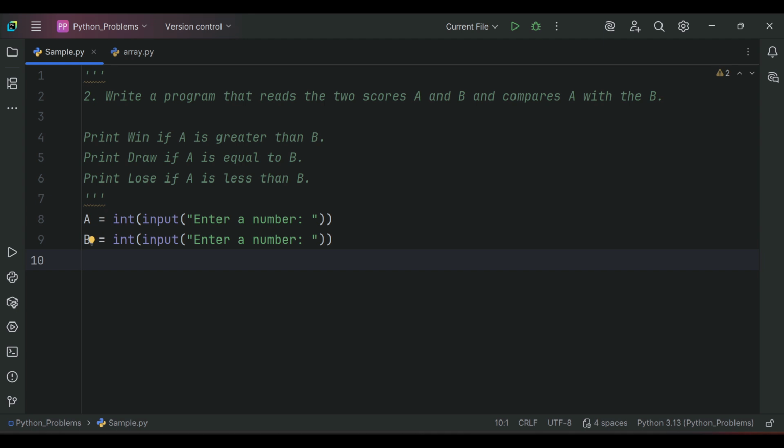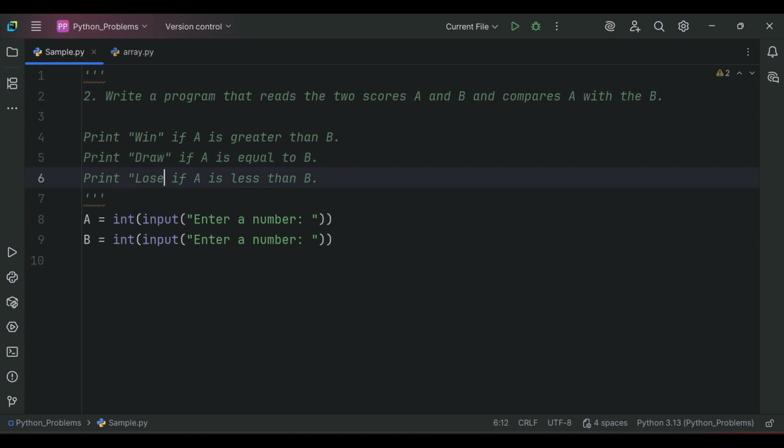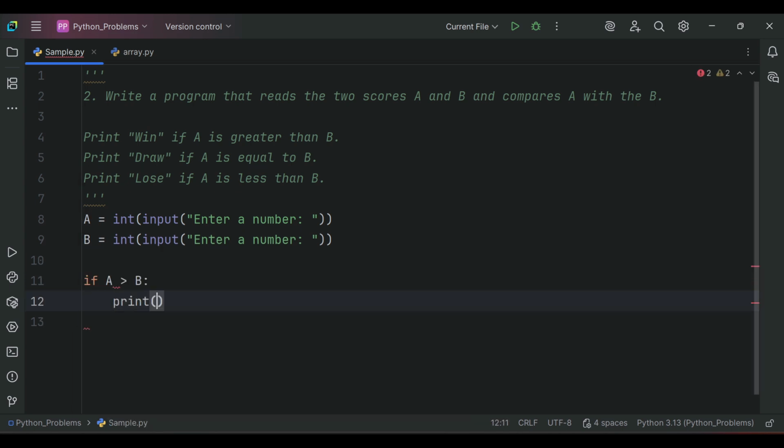Write a program that reads two scores A and B and compares A with B. Print win if A is greater than B. Print draw if A is equal to B. For all the remaining conditions, it's loss. It's a very simple program. Suppose A is greater than B, print win.